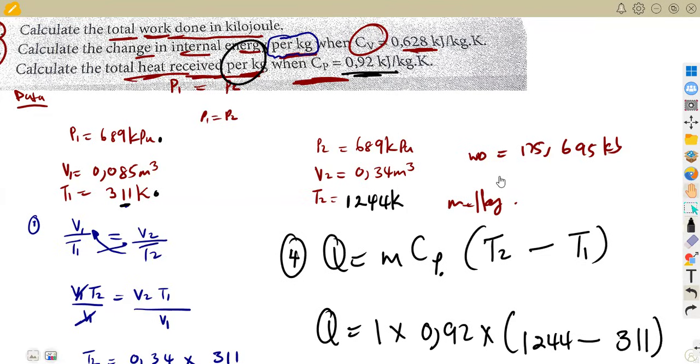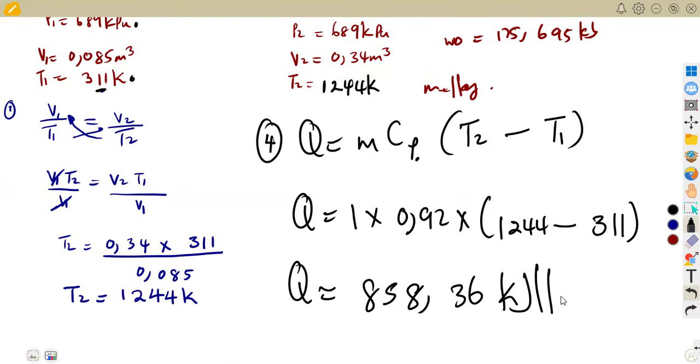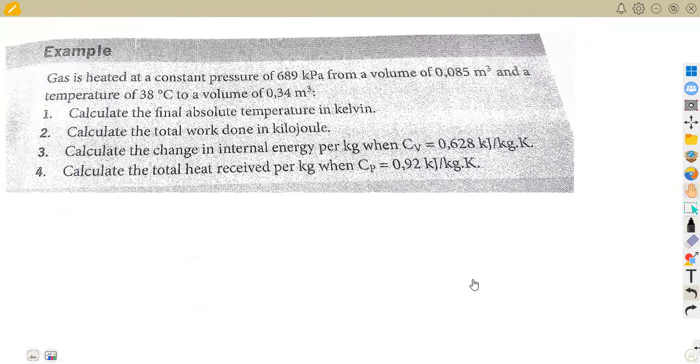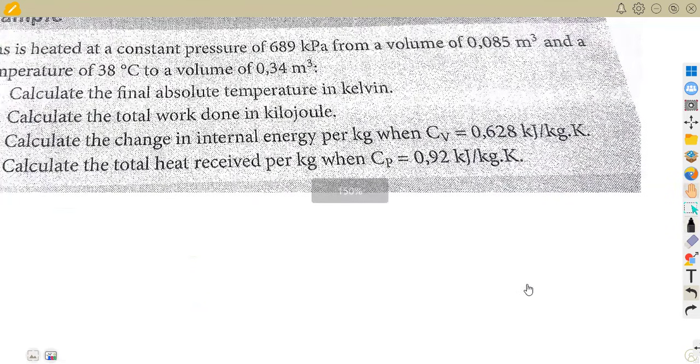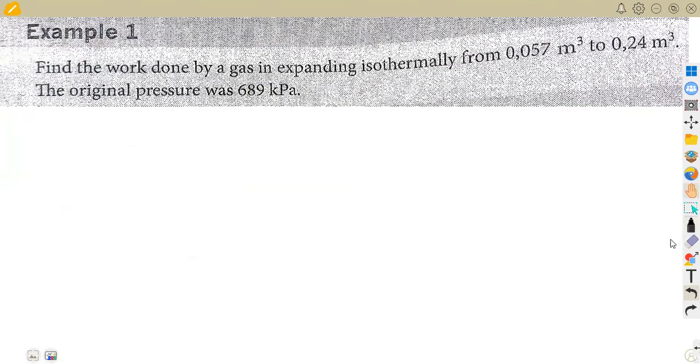311. So that's it. Just like that, we are going to obtain Q. And that was going to give us 858.36, which is kilojoule per kilogram. Per kilogram of the mass being used. So that's it. That's how you answer these questions. You just have to be careful, know your notes there. I think those notes or formulas that we wrote there are enough for you to understand this.